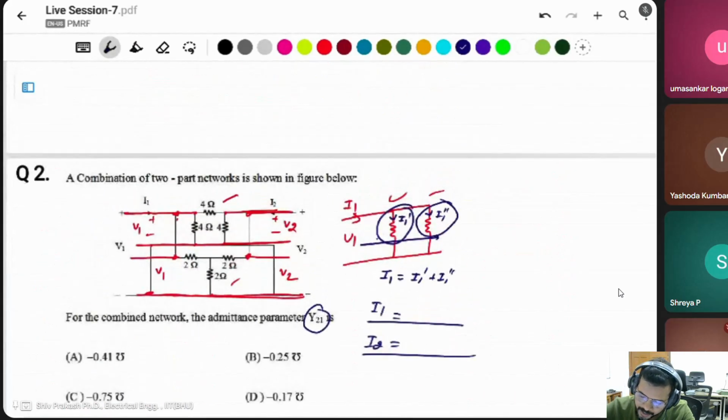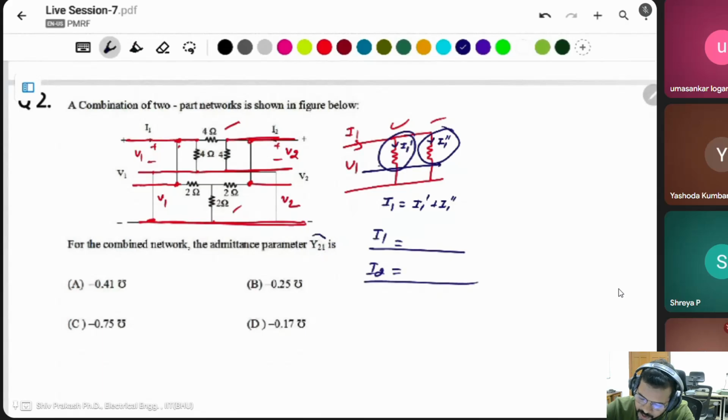If the question asks for only one component, then you can directly find this component by taking, like, y21 equal to I2 by V1 when V2 is equal to 0.